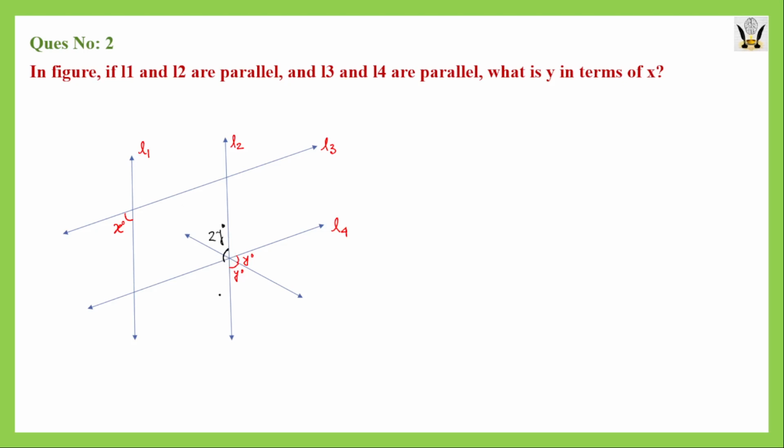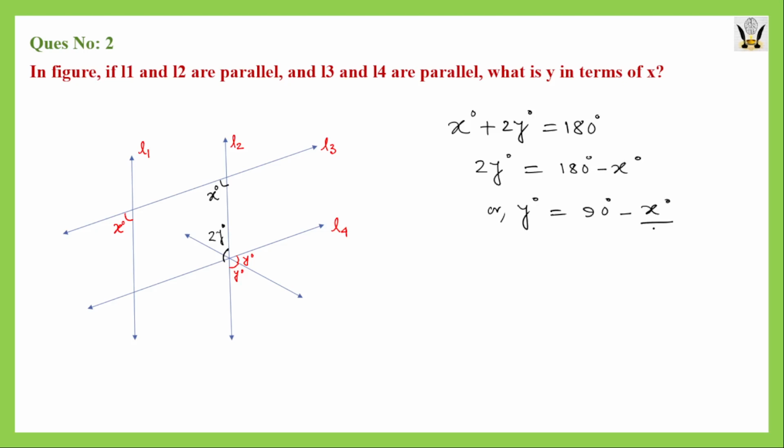Now L1 and L2 are parallel to each other, and this line L3 is actually a transversal. So if this angle is x degree, this angle and this angle are corresponding angles. So this will also be x degree. And since L3 and L4, these two lines, are also parallel, the interior angles x degree and 2y degree, the summation of these two angles, will be 180 degree. And for that L2 was the transversal. Now if we keep y on the left side, then 2y degree will be 180 degree minus x. So y degree will be 180 by 2, means 90 degree, minus x degree divided by 2, and that's what was expected from us. What is y in terms of x?